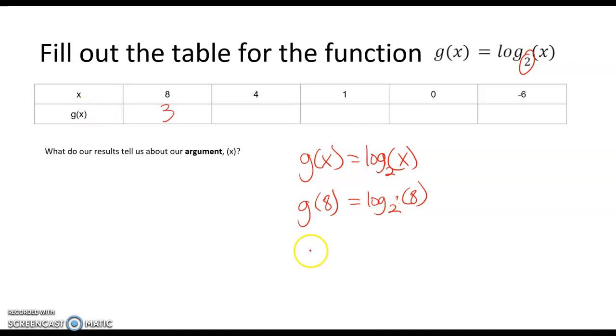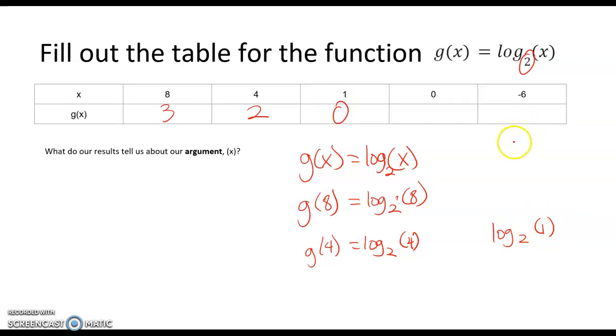Follow the same pattern. G of 4 is going to equal the log base 2 of 4. Okay? Question is, 2 to what power gives me 4? 2 squared. And the last three are a little bit unique, right? The log base 2 of 1, right? 2 to what power gives me 1? That's always 0. Anything to the 0 power.